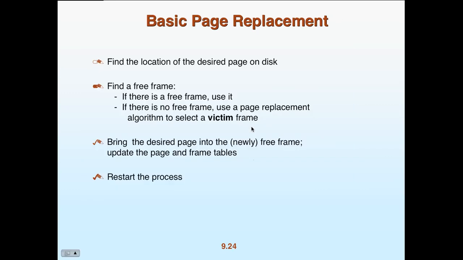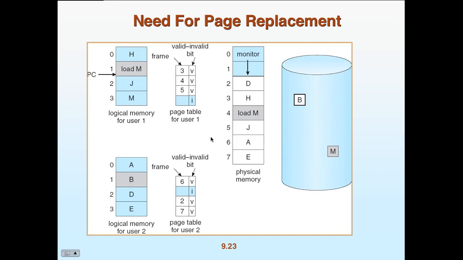We find a location on the desired page on the disk. Okay, we find a free frame. If there's a free frame, we use it. If not, we have to create one. And that's where we get victims. So if there's no free frame, we use a page replacement algorithm to select a victim. And the victim might be out here if we're keeping track. And we're adding more overhead now to the system.